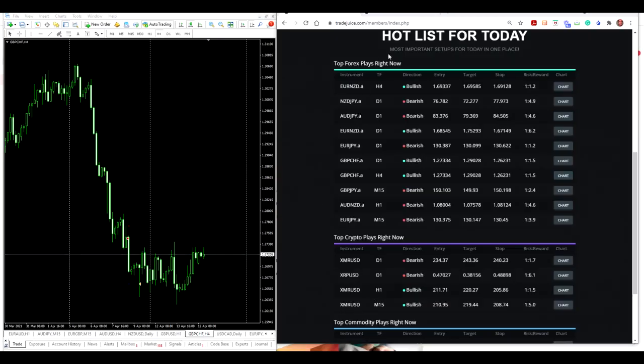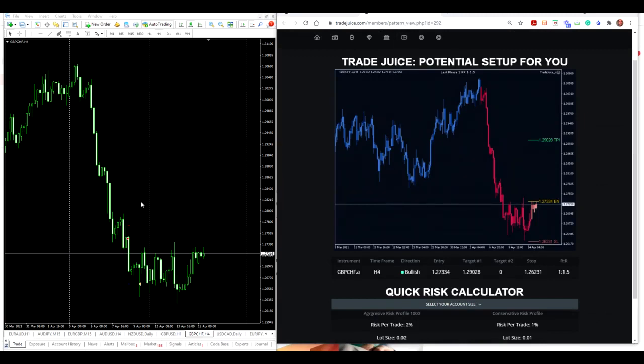Hi guys, and I'm on the hot list today for Tradeology, and one of the trades amongst all the many here that I'm looking at trading is the pound CHF 4-hour chart. There it is displayed there, telling me my entry point, risk, target, stop loss, and so on. Let's see what the chart looks like. It looks identical to mine. That's where the entry point should be. The take profit target is there, and the stop loss down here.